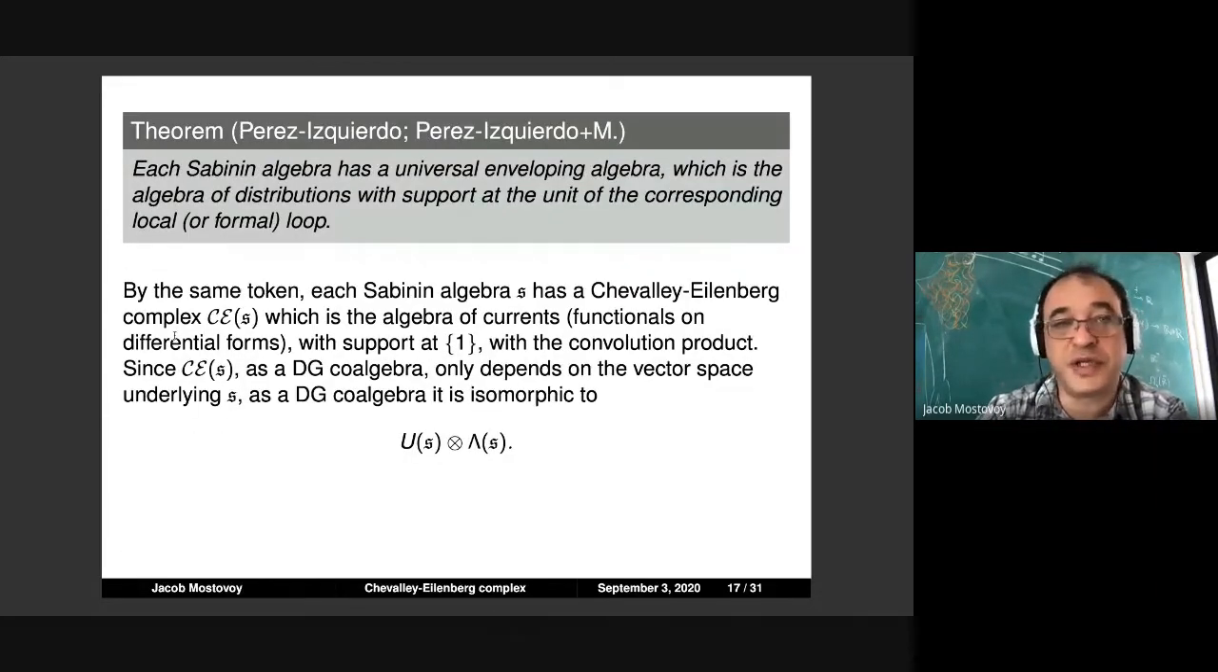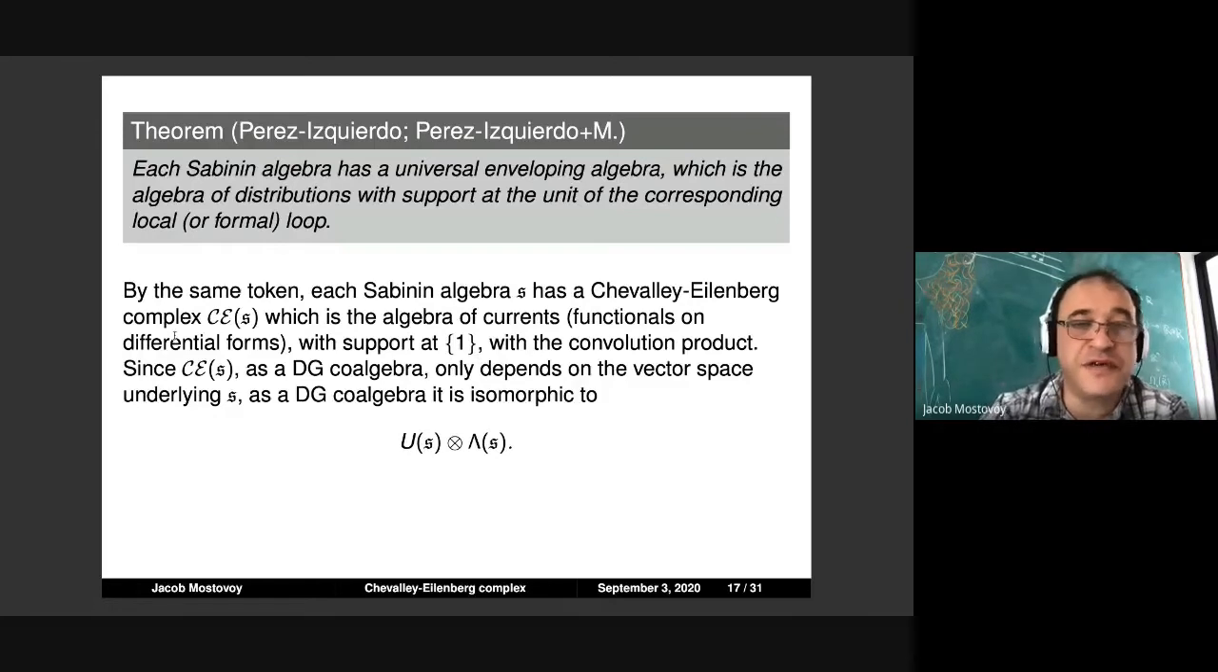Sabinin algebras are related to Hopf algebras, to non-associative Hopf algebras. As was first shown by Pérez-Izquierdo, each Sabinin algebra has a universal enveloping algebra. Well, actually, it's an algebra. The argument of Pérez-Izquierdo was algebraic, but we can use the geometric argument and just observe that this is the algebra of distributions supported at the unit of the corresponding formal loop.